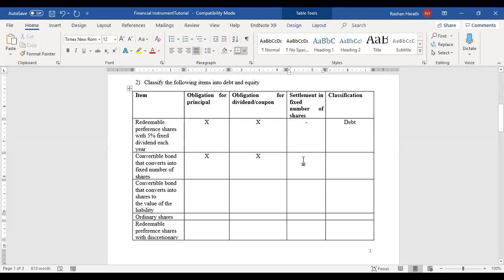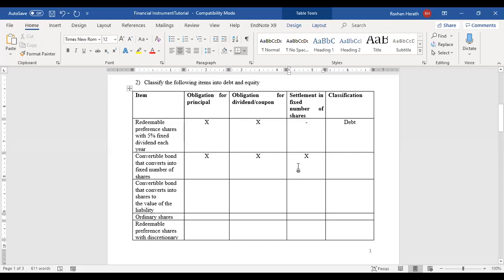The settlement in a fixed number of shares. When you come to the settlement, what if the investor opts to take the fixed number of shares? If they ask you to convert that into ordinary shares, yes, you are liable to do so. So this criterion may also apply. Now you can see that all three criteria are present.